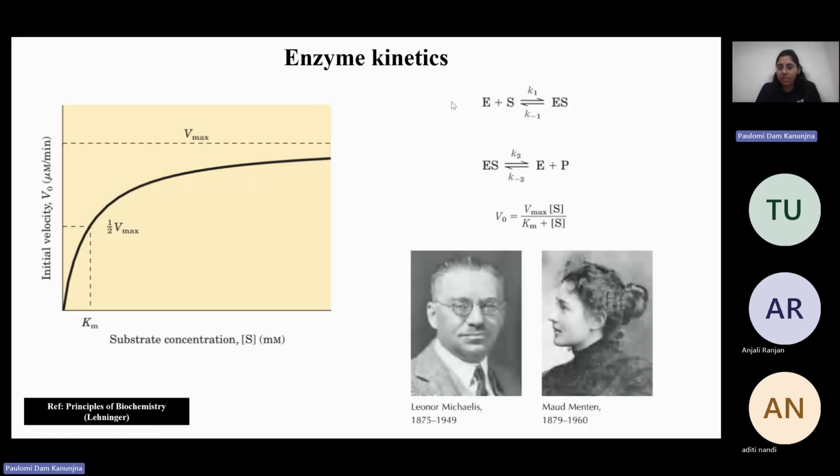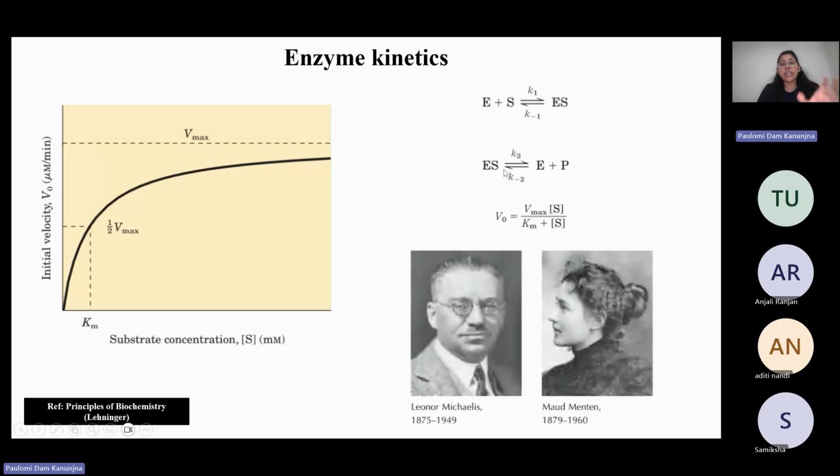And then we had the rate constant for each of these reactions in each direction. So E plus S forming ES is the forward direction, shown by K1, while the breakdown of ES into E plus S is denoted by K minus 1. Similarly, the breaking of ES into E plus P, which is enzyme and product, is K2, while the opposite is K minus 2.